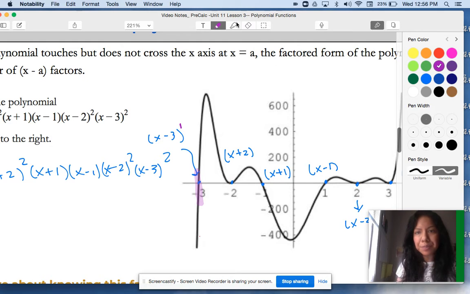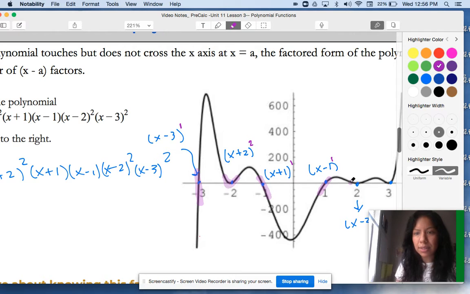And then if we go on to the next one, we can see that there is a turn here at negative 2. So when we see a turn, or that it bounces on the x-axis, or doesn't go through the x-axis, then it's going to have an exponent of 2, or even. If we continue with this idea, the function goes through negative 1, so we know this is going to be 1. And again, moving on to our next x-intercept, this goes through the x-axis, so this is raised to the first power.